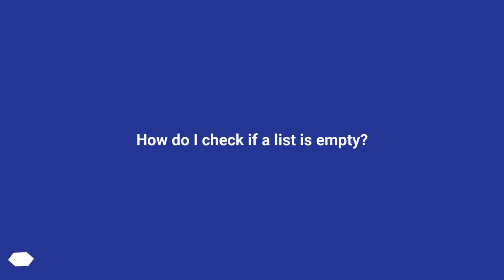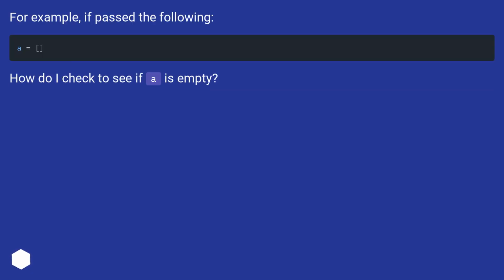How do I check if a list is empty? For example, if I pass the following, how do I check to see if a is empty?